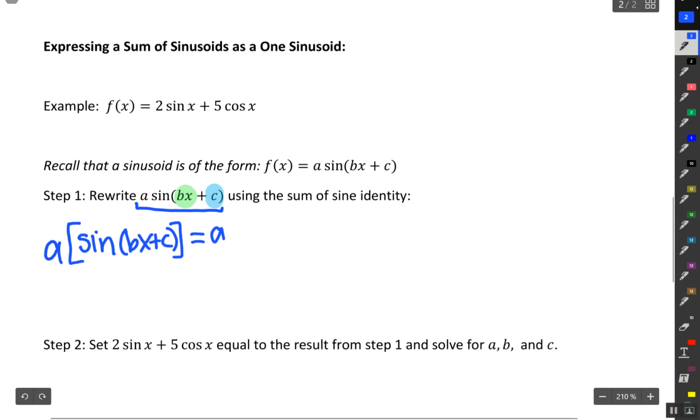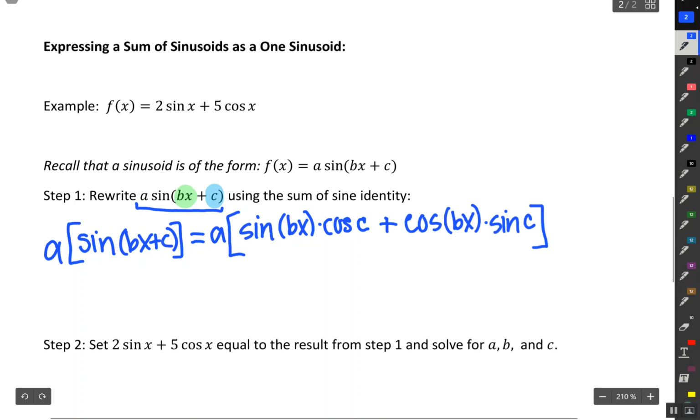All right, so the a is just hanging out. So sine, cosine, cosine, sine. So sine of bx times the cosine of c plus the cosine of bx times the sine of c.